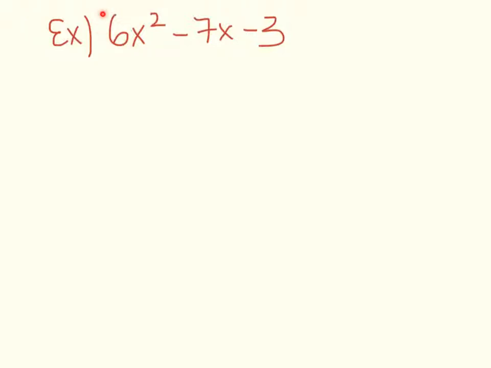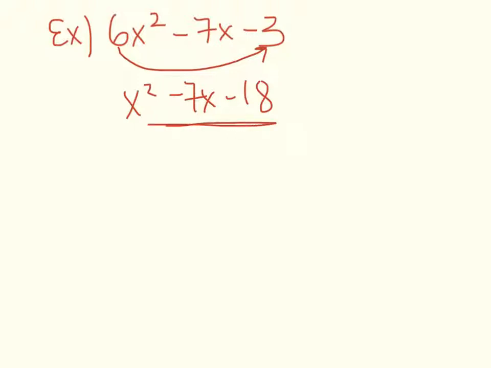So the very first step is that I'm going to take that 6 and I'm going to move it over here by multiplying. Just don't forget to counteract that at the end by dividing. So when I multiply, I get x squared minus 7x minus 18. Okay, and now we're going to factor this quadratic right here. And that's a little easier to work with, again, because now the lead coefficient is 1.